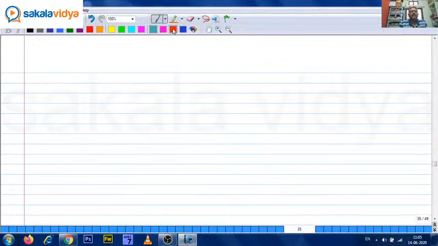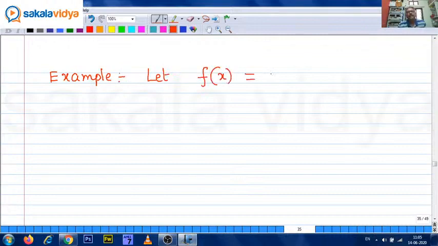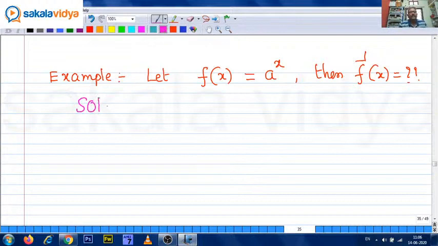So let us discuss one more example. Let us consider f of x equals a power x. Then f inverse x. What is f inverse x? The inverse of this function. So that means actually here the solution. Let us say y is equal to a power x.